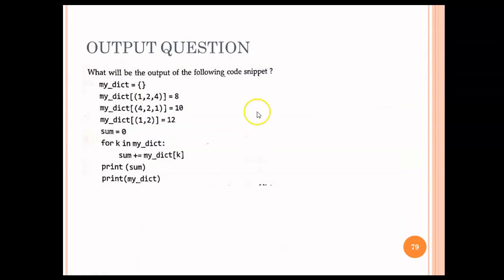This is our next output question. What will be the output of the following code snippet? One dictionary is given here, a data structure, and they have created one empty dictionary. Then we have my dictionary, and one element is assigned to a particular key. The key is actually a tuple, and one value is assigned here, then the second value and the third value. They are just trying to make you a little confused, so you should be clear with the syntax of the dictionary. The name of the dictionary is my dictionary.